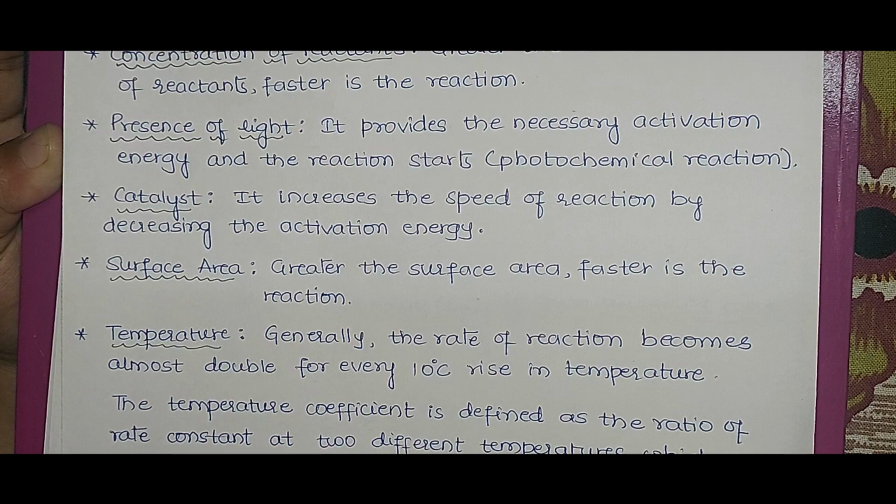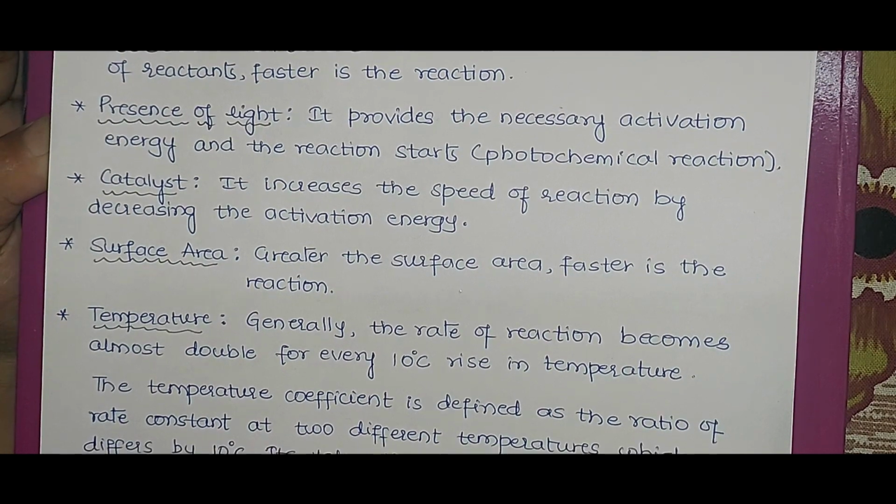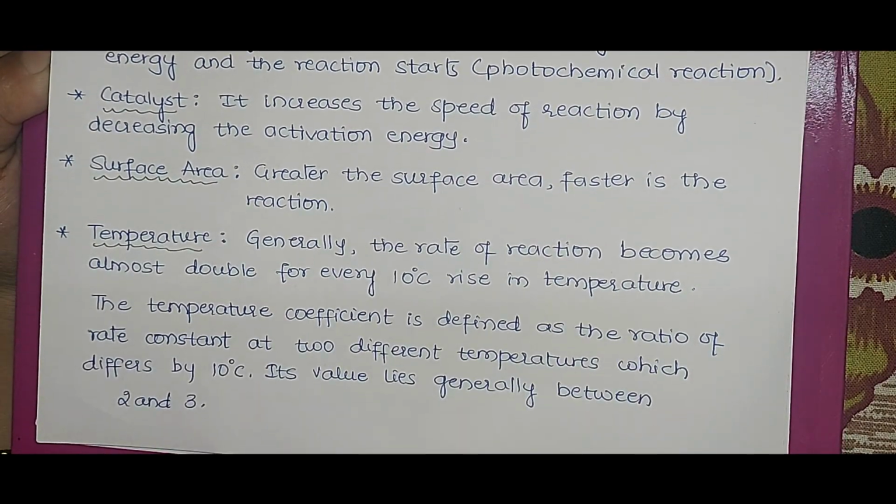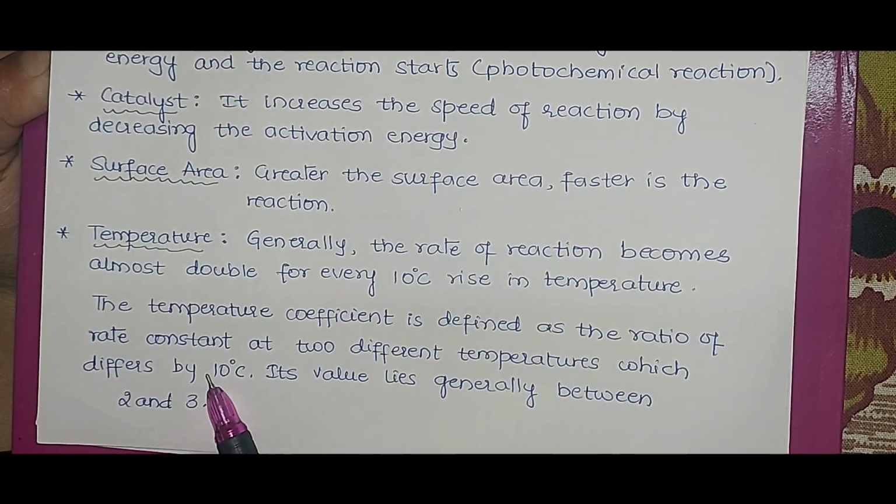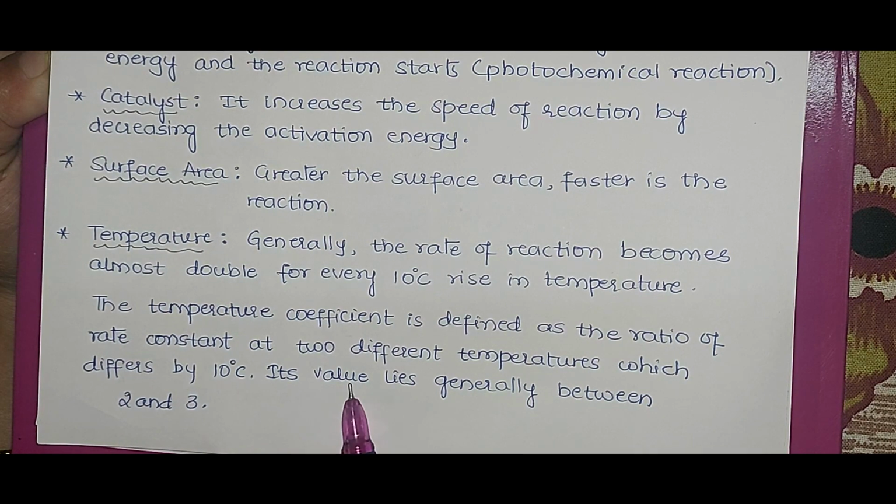And about temperature, the rate of reaction becomes double for every 10-degree rise in temperature. The temperature coefficient is defined as the ratio of the rate constant at two different temperatures which differ by 10 degrees Celsius, and its value lies between 2 and 3. So we'll see the problems based on this.